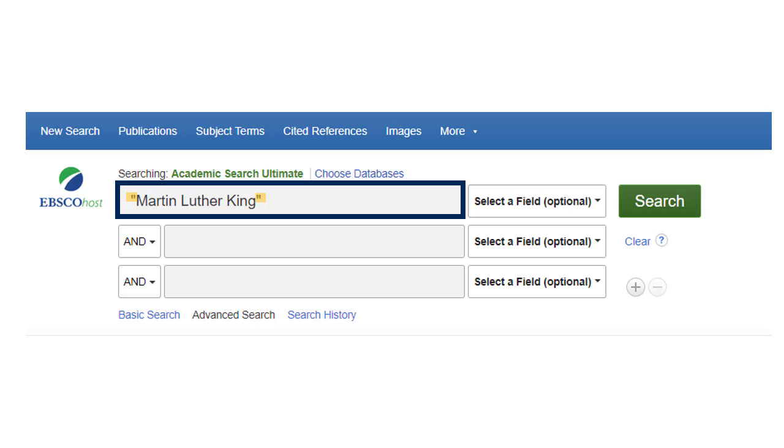For example, a search for the phrase "Martin Luther King" would prevent you from retrieving articles about Martin Luther, the German theologian and religious reformer, and instead ensure that articles retrieved were about Martin Luther King Jr., a leader in the American Civil Rights Movement.